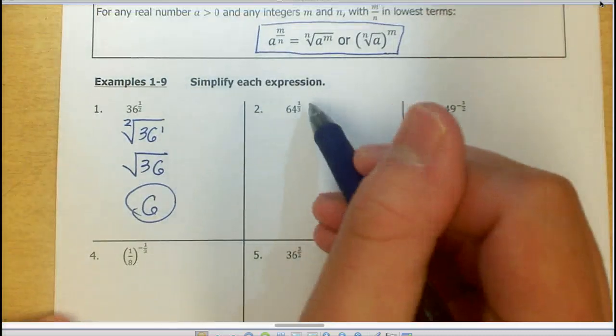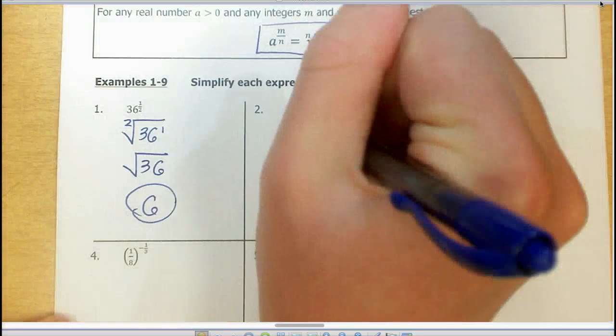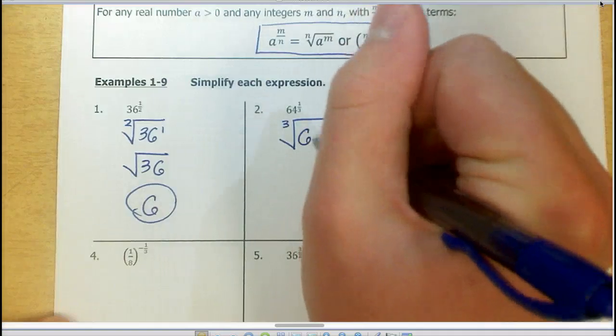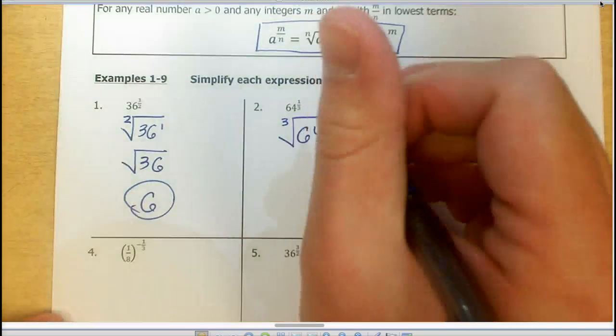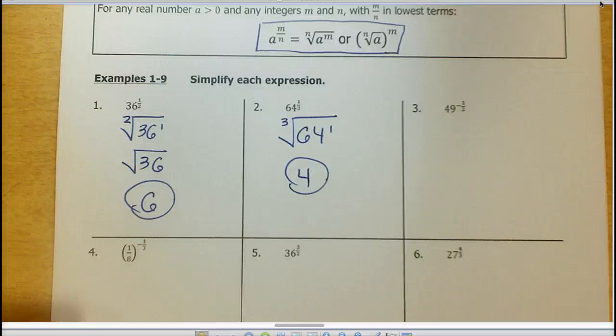64 to the 1/3 power, using this definition, means that your index is 3, your denominator. So the cubed root of 64 to the first is what 64 to the 1/3 means. Well, we know the cubed root of 64 is 4, based on our perfect cubes. So 64 to the 1/3 is 4.